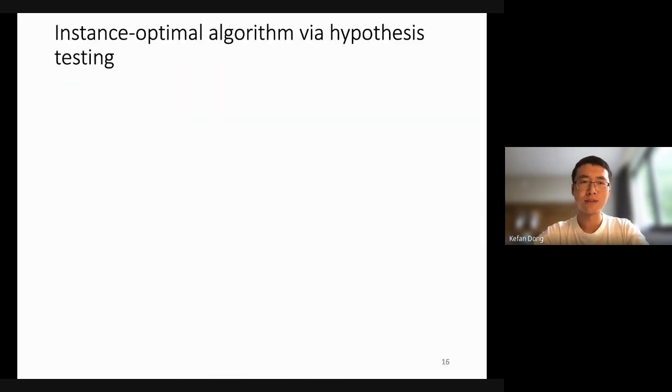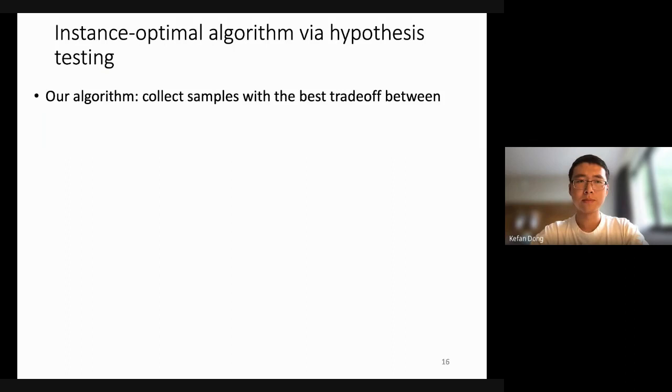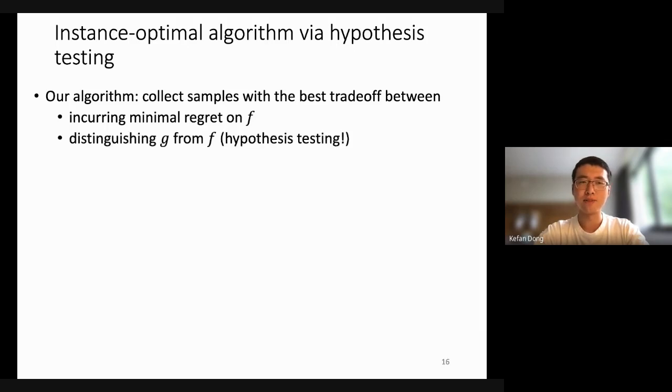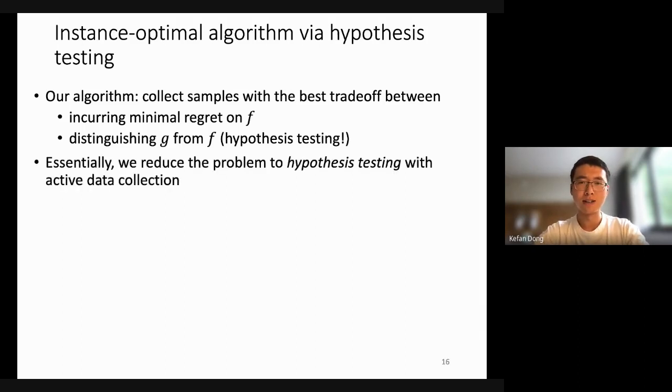Let's now move on to the instance optimal algorithms we designed. So the idea of our algorithm is exactly the same as the one we used for the lower bound. We just want to collect samples with the best trade-off between incurring minimal regret on f and distinguishing g from f. Now, this distinguishability is exactly the hypothesis testing problem. So at a very high level, we essentially reduce the problem to hypothesis testing with active data collection.